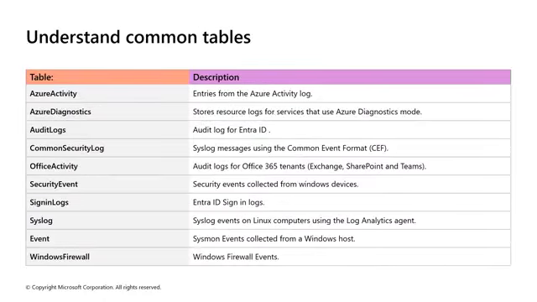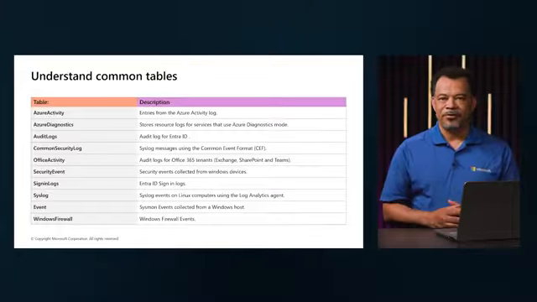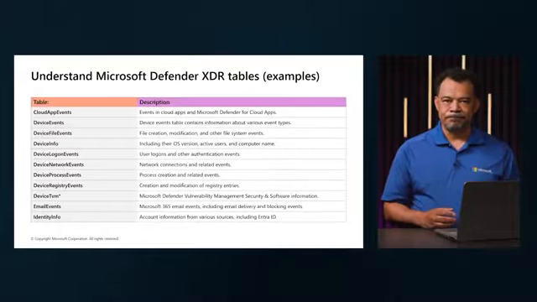This summary gives you a quick look at some of the most commonly used log tables in Microsoft Sentinel. Each table represents a different type of data source, like Azure Activity for Azure platform events, audit logs for Entra ID activity, and security event for Windows security logs. You'll also find logs for Office 365, Linux systems via syslog, and even firewall events. Knowing what each table contains helps you target the right data when building queries or setting up alerts.